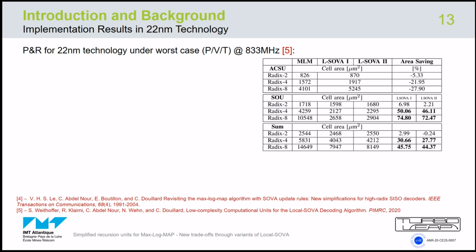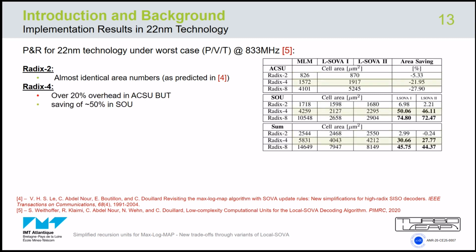I want to highlight the main takeaways. First, as predicted in the original local-SOVA paper, the area consumption for the radix 2 case is almost identical for both algorithms. For the radix 4 case, the additional overhead due to the needed lookup tables accounts for a 20% area increase in the ACSU, but on the other hand, the area for the soft output unit is halved. This trend is even more pronounced for the radix 8 case, where a 30% increase in the ACSU stands against a saving of almost 75% in the soft output unit.